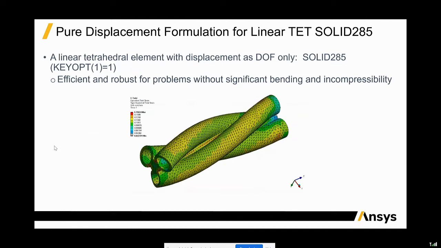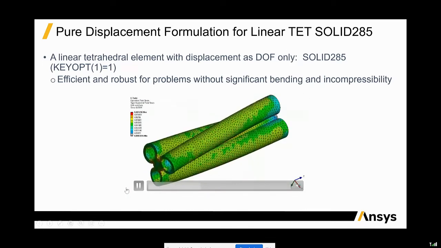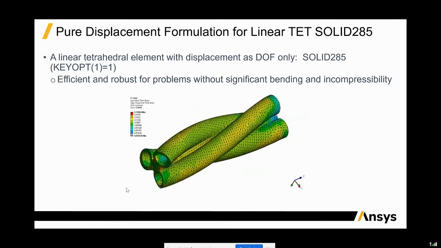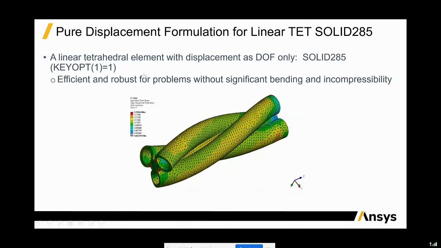Again, it's applicable, as it says in there, when you don't have a lot of bending and it's incompressible. So it's a fairly rigid object, and you want it to run fast. And so this is a good example, this particular model here of a twisty bit. So that's a fairly significant deformation, but it works really well. Not a lot of bending.